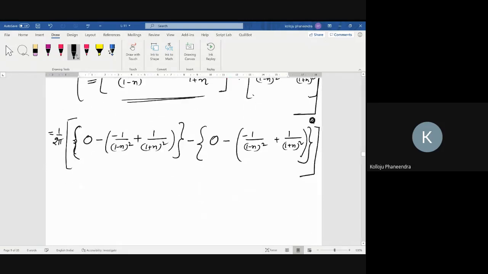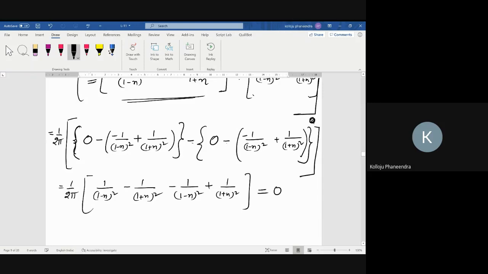Now see what happens here. 1 by 2 pi. This is plus, this is minus, and coming to this, minus into minus is plus. So this becomes minus 1 by 1 minus n whole square plus 1 by 1 plus n whole square. I think every term gets cancelled. 0. Every term is getting cancelled. Bn value is 0. This implies Bn equals 0. Bn equals 0.